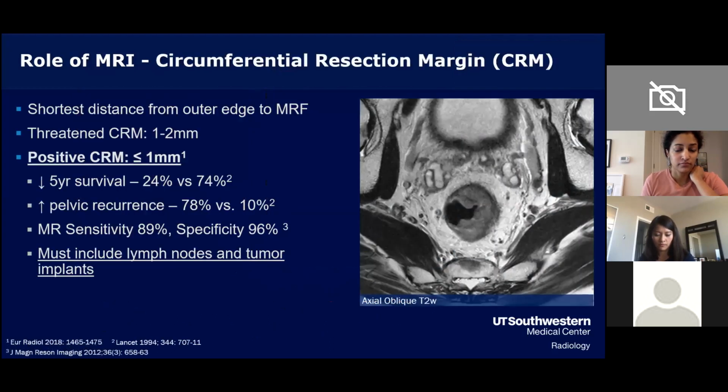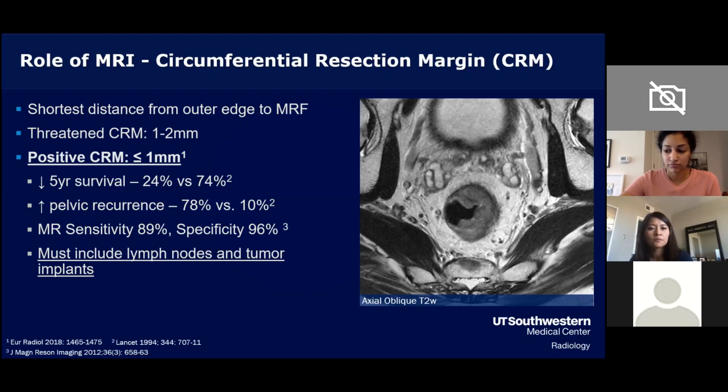Okay, so we've talked about the local T stage. We've talked about the measurement of the extramural extent. Next thing to talk about is the circumferential resection margin. This is defined as the shortest distance of the outer edge of the tumor to the mesorectal fascia. Remember, mesorectal fascia is that fascia that surrounds the mesorectal fat that I showed you in the earlier slide. The CRM is considered threatened if tumor comes within 1 to 2 millimeters of that mesorectal fascia. It's considered positive if it's within 1 millimeter of the mesorectal fascia.